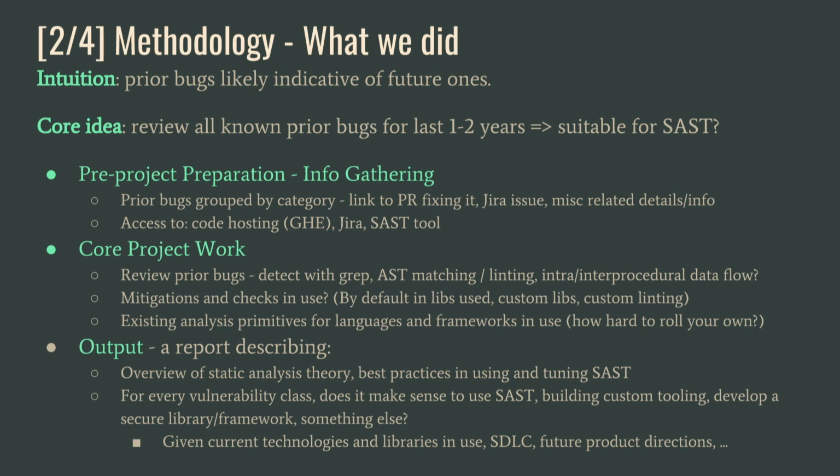So in terms of the project work itself, basically what we did was review as many bugs as possible, and then tried to see, could we have detected this with grep? Did we need some abstract syntax tree type matching? Did we need data flow analysis? As well as what mitigations and checks are already in place. So the company already had some custom linting that was already finding some things, which was awesome.